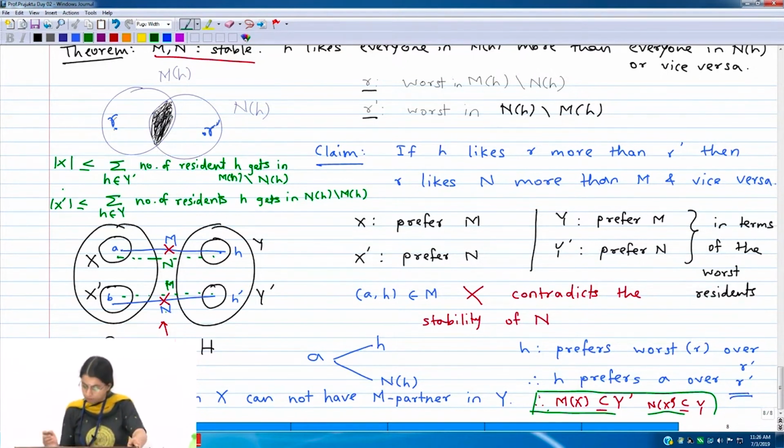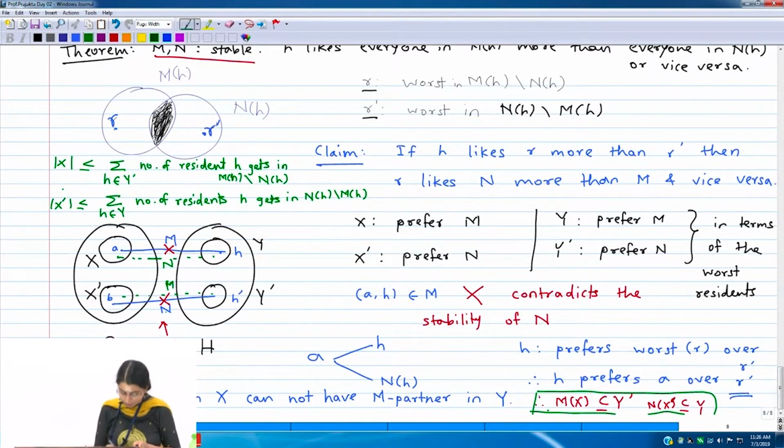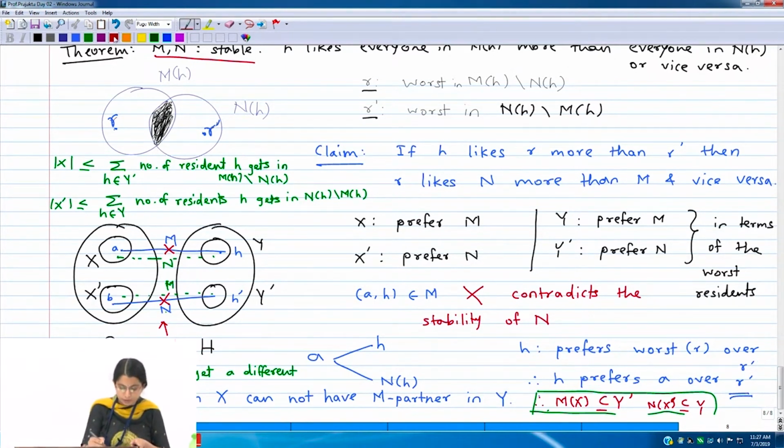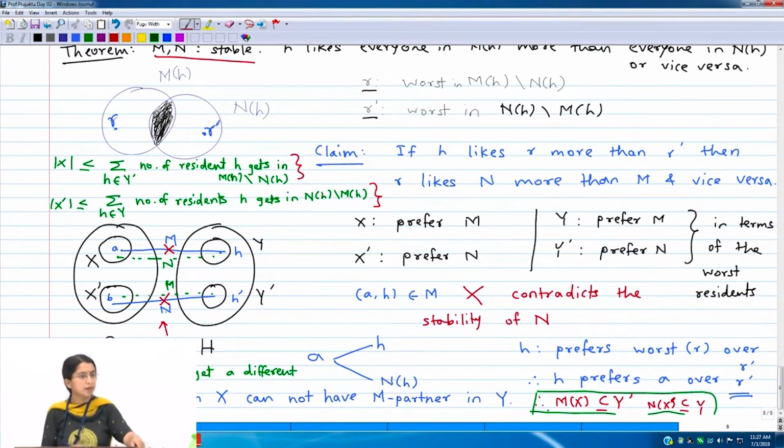So, x and x prime, I need the next page, although I didn't want to lose this figure. Maybe I will write here. So, x and x prime together just represent the number of residents that get a different partner in M and N. But then if we look at these two, this one and this one, this is also just summing up the number of residents which get different partners in M and N. Only thing is, this is from the hospital side, this was from the resident side. So, we are just counting the number of matching edges, but one from this side and one from that side.